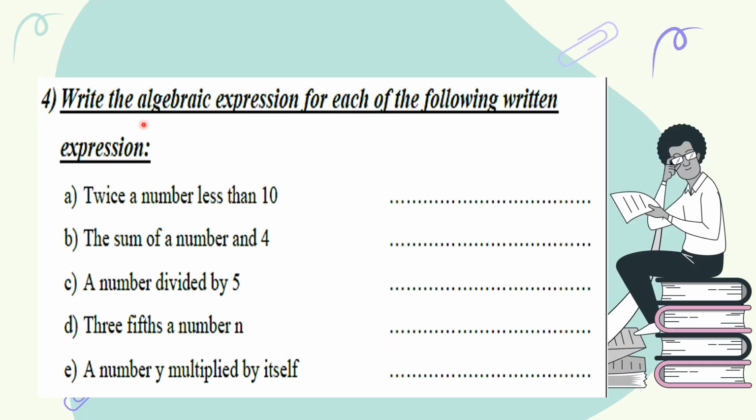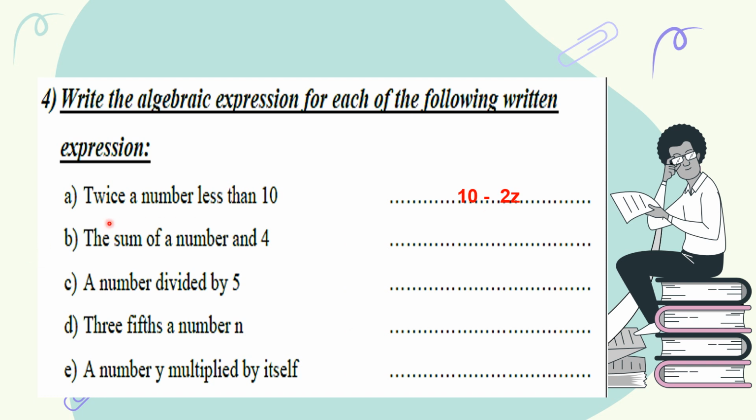Number 4, write the algebraic expression for each of the following written expressions. In letter A, we have twice a number less than 10. Here, less than, we have to switch. So, what comes after less than, we will write it at first. So, it will be 10, and less than means minus. So, it will be 10 minus twice a number, which means 2 times the number. So, here we will write it as 10 minus 2z or 2y or any variable you want.